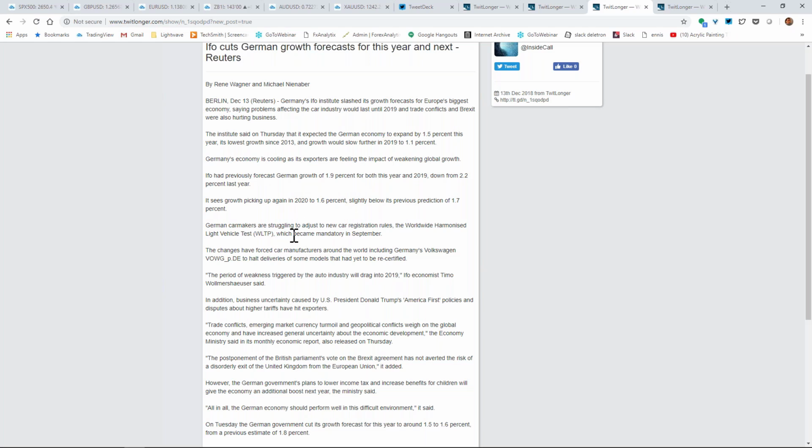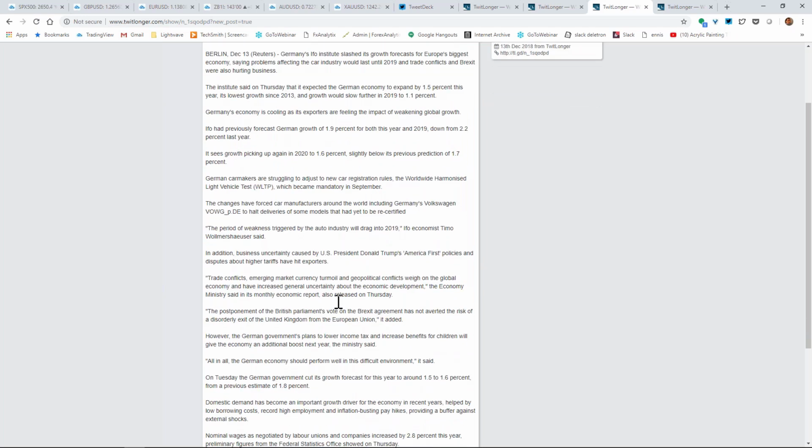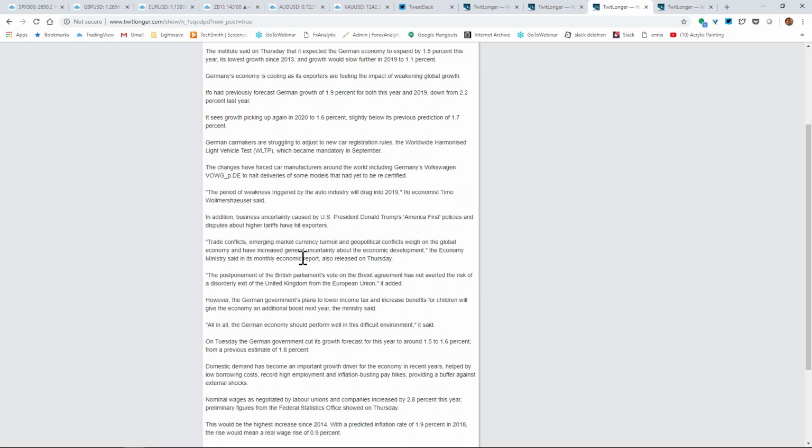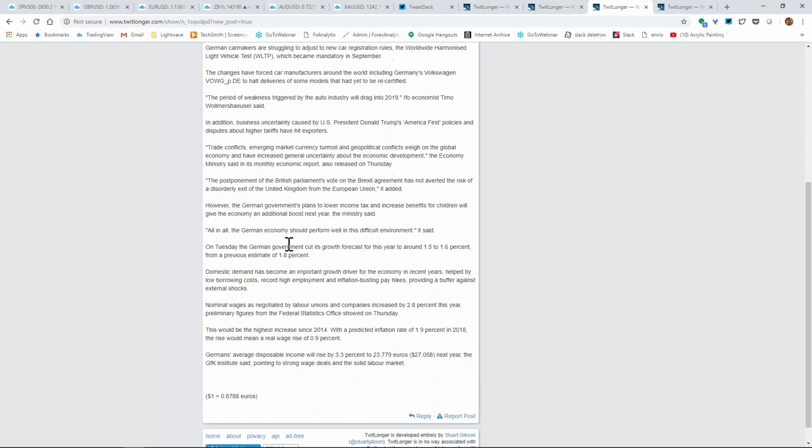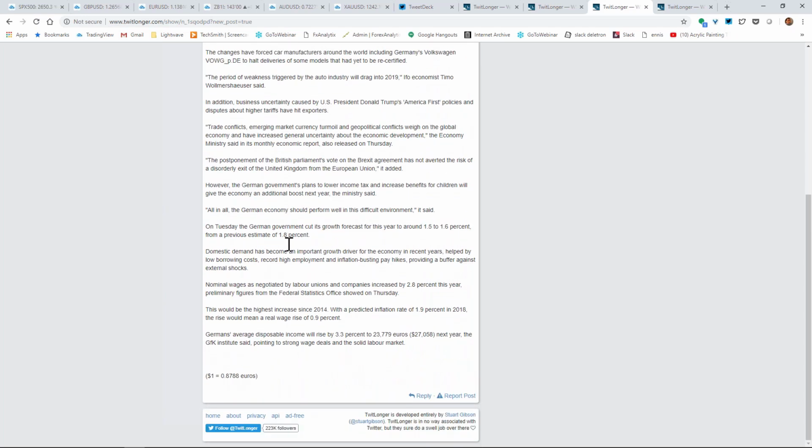German car makers are struggling to adjust to new car registration rules. The period of weakness triggered by the auto industry will drag into 2019. In addition, business uncertainty caused by President Trump's America First policy and disputes about higher tariffs have hit exporters. Trade conflicts and emerging market currency turmoil weigh on the global market, as does the postponement of Britain's parliament vote, which we already know about. However, the German government's plan to lower income taxes and increase benefits for children will give the economy an additional boost next year, the ministry said. All in all, the German economy should perform well in this difficult environment, it said.